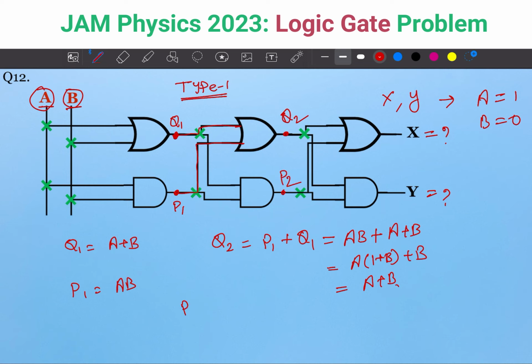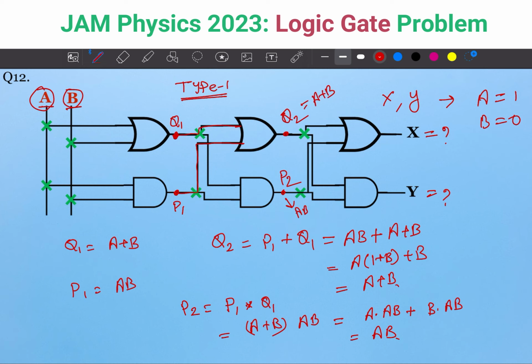So P2 we can write down P1 and Q1. Q1 is A plus B, and P1 will be A into B. So from here we can write down A multiplied by AB plus B multiplied by AB. So we can write down what? AB. Okay, so here we get AB and here we get A plus B, right? So you can see this value is similar to Q1 and this value of P2 is similar to P1, maybe, right?